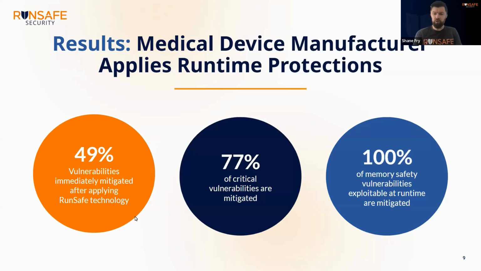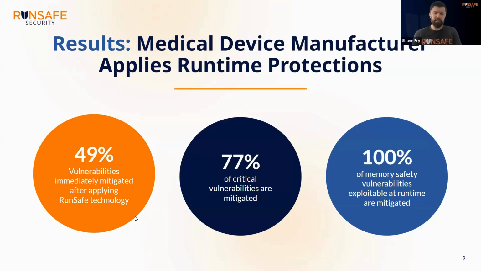77% of their critical vulnerabilities could be mitigated as well. So again, back to this memory safety in embedded devices, the vast majority of these are critical and high vulnerabilities. And then they were able to take 100% of the memory safety vulnerabilities away through our protection capabilities.